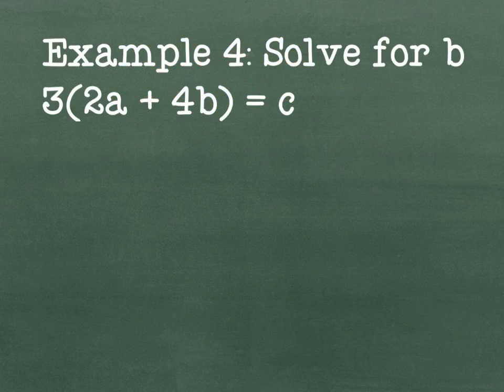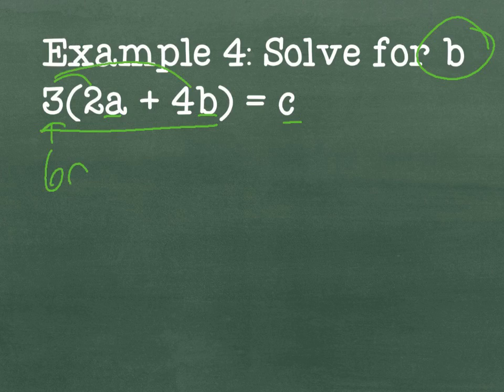Example 4 is kind of like a bonus hard question, so I'm going to go pretty quickly through this. If you need more explanation, call me over individually and I can help you out. I see all the work's going to be over here, and I see that I have multiple variables, so I want to solve for b. I also see that I have parentheses, and so I need to do the distributive property first. 3 times 2 is 6a. 3 times 4 is 12b equals c.